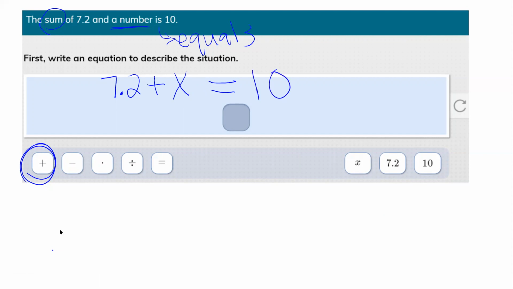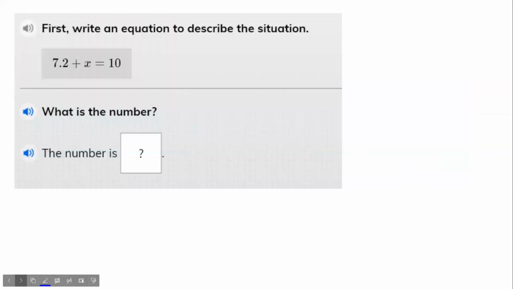So you drag the 7.2, right? 7 2/10 plus some unknown number, which is X, is equal to 10. Okay. So now that we have our equation, what is the number? 7.2 plus some number equals 10, right? Are you with me? Okay.